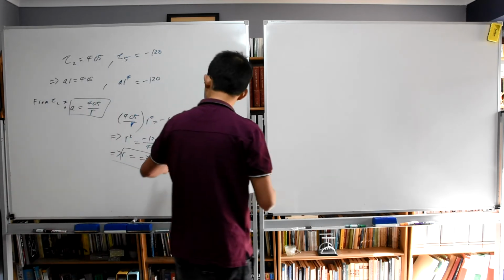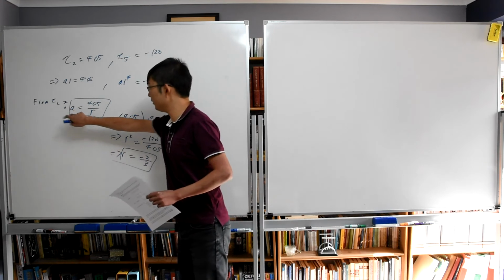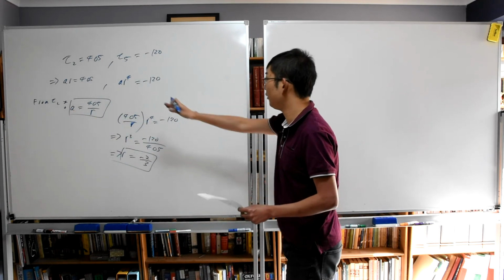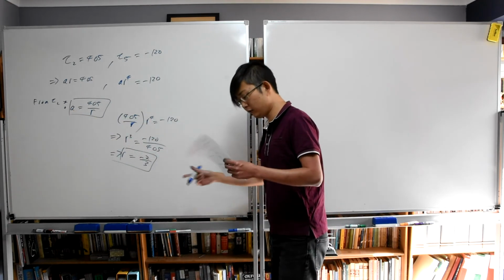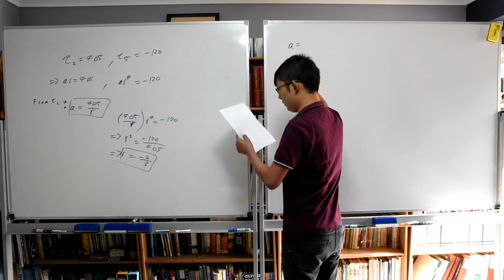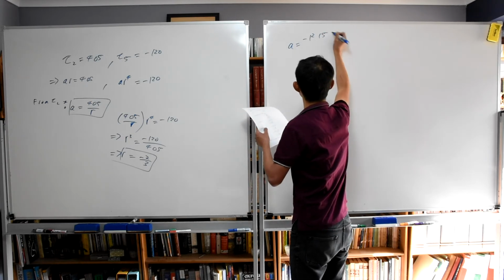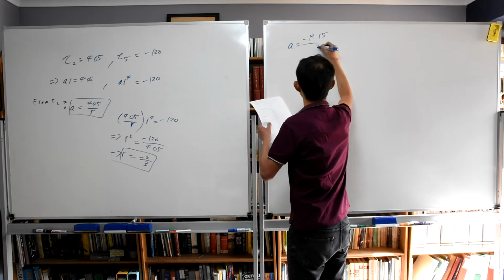If the common ratio is minus 2/3, what then is the A value? Well, it's going to be 405 divided by minus 2/3, and the A value is going to be minus 1215 all over 2.